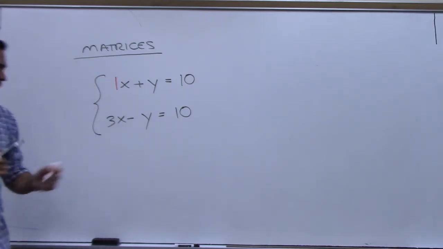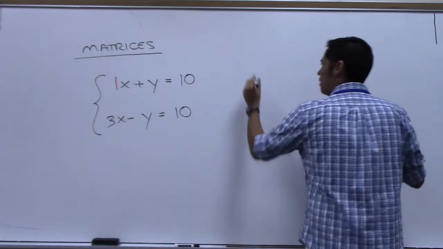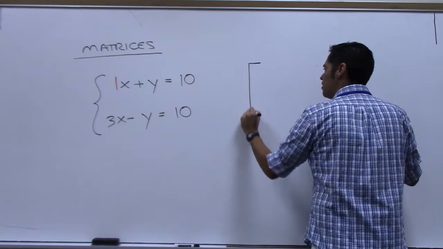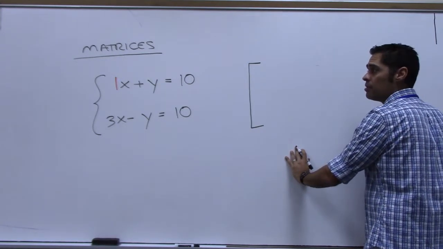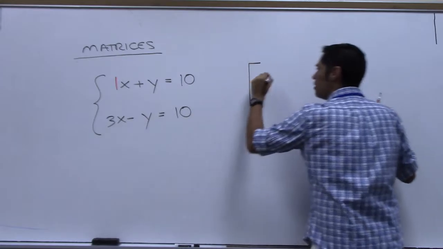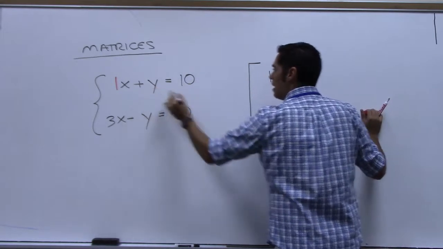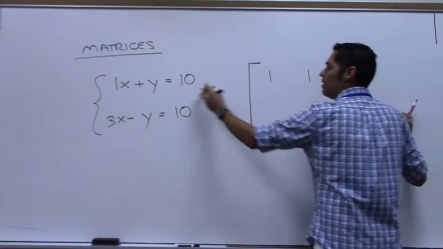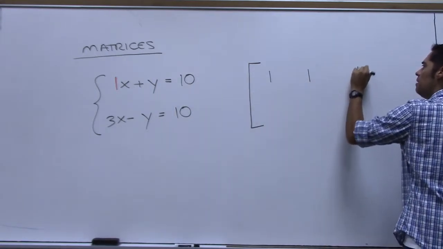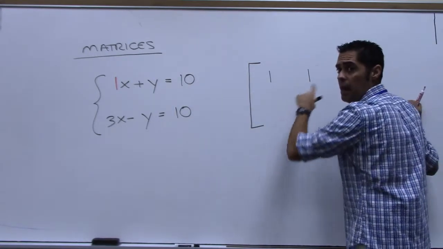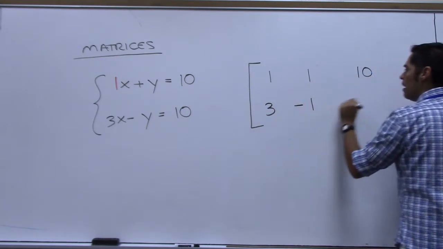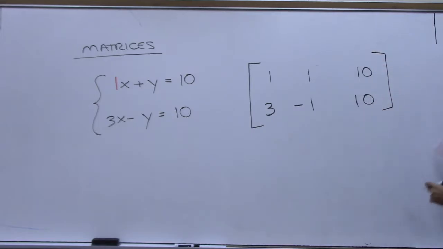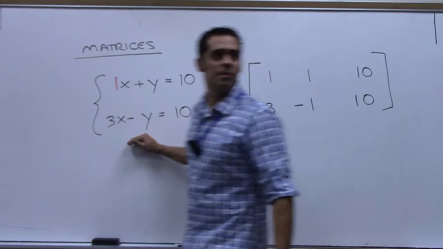So a shorthand notation for this would be to write it like this. Instead of a brace, we use a bracket, and all we do is write the coefficients, just the numbers. The coefficient in front of x here is 1. The coefficient in front of y here is 1. And then the number over here is 10. And then I have a 3, and then a -1, and then a 10. So does everyone see that all that is just a different way of representing this system of equations?